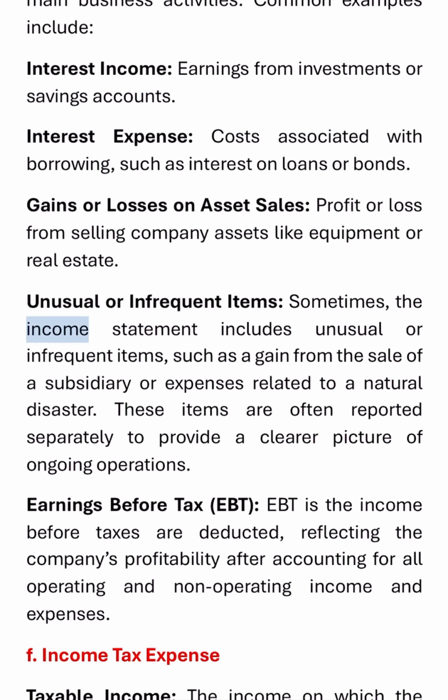Sometimes, the income statement includes unusual or infrequent items, such as a gain from the sale of a subsidiary or expenses related to a natural disaster. These items are often reported separately to provide a clearer picture of ongoing operations.